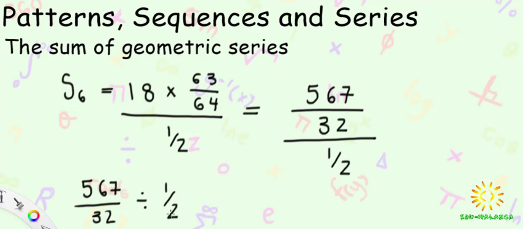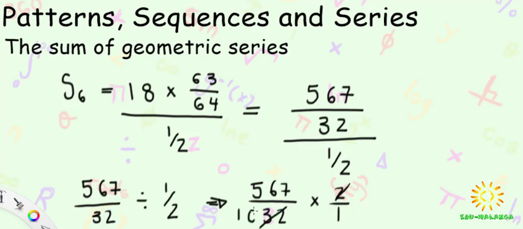Remember what we did when we have division? We simply swap the numerator and the denominator of the second term, and then we change the sign to multiplication. So this will then become 567 over 32 times 2 over 1. When we simplify this, the 2 can cancel out and the 32 can be simplified into a 16.